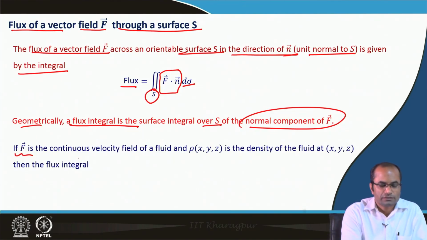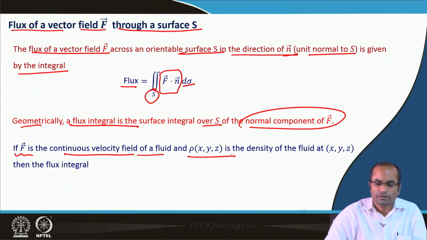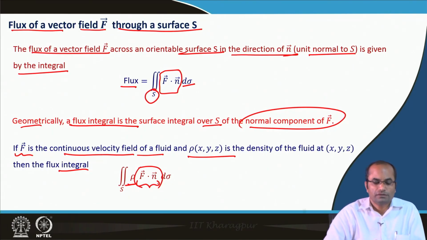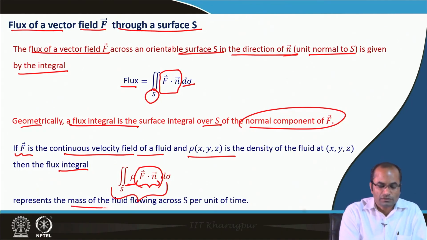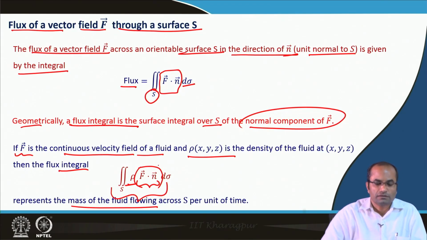So, if this F is a continuous velocity field, for example, of a fluid, and rho is the density of the fluid at a point (x, y, z), then such a flux integral, rho times F dot n, gives exactly the component of this velocity field along the normal to the surface. So, this will tell us the mass of the fluid flowing across S per unit of volume. It has several other applications, this flux integral.